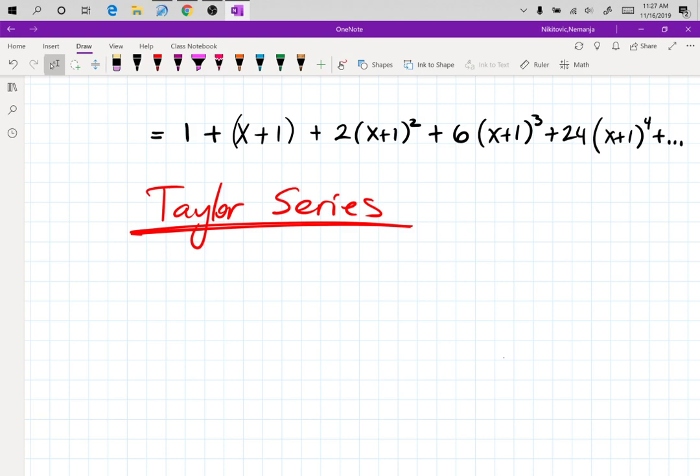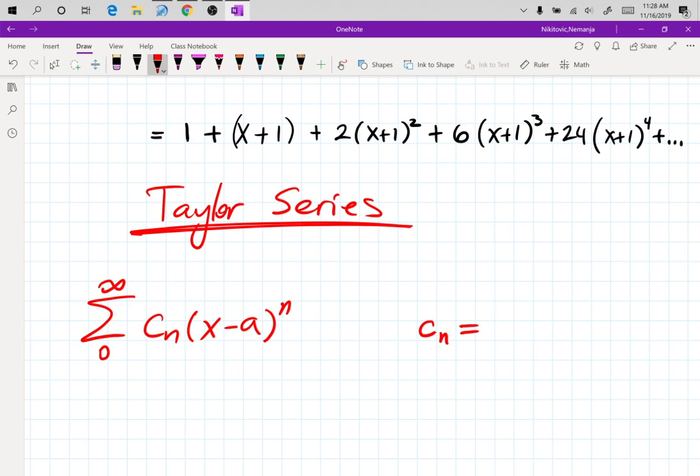Now this thing has the summation of Cn (x minus a) to the n, from 0 to infinity. And now we have a formula that computes the coefficients Cn. So Cn is going to be f to the n at a, divided by n factorial.